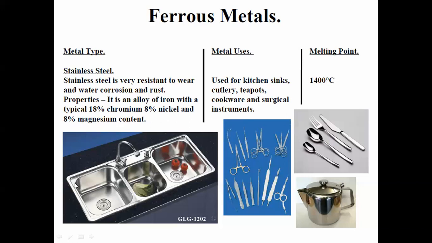So uses, as you can see here, the sinks, sometimes even wristwatches are made of stainless steel. It's used for kitchen sinks, cutlery, teapots, cookware, and surgical instruments.